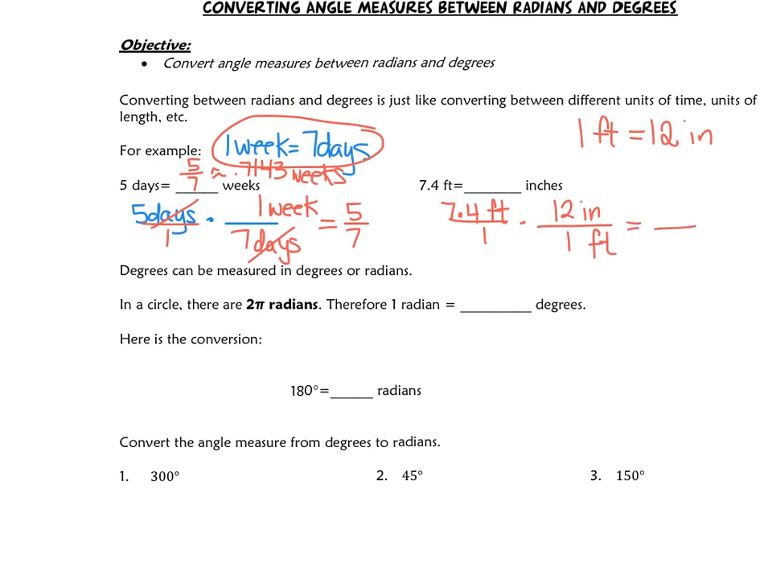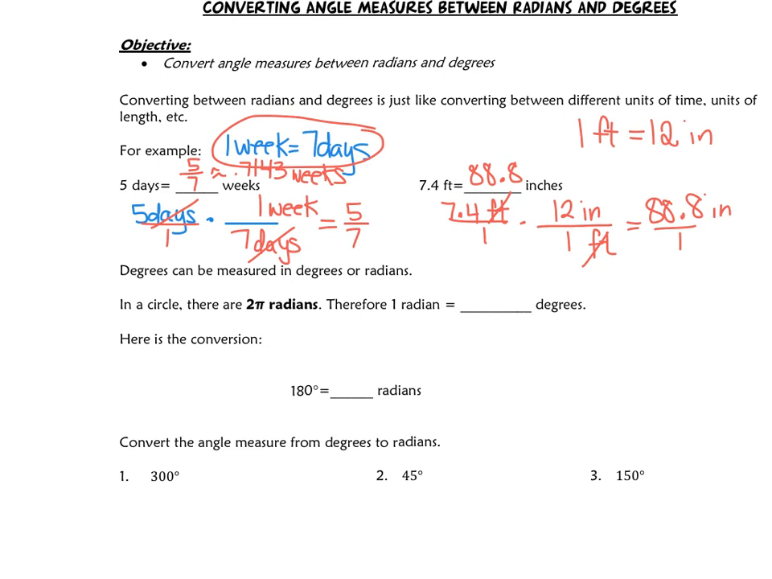Using my calculator, I do 7.4 times 12, and these feet cancel each other out. 7.4 times 12 gives me 88.8 inches, and this is just over 1, so it's 88.8 inches. If you are currently in chemistry, hopefully this sort of converting between different units is more familiar to you, because we do it in chemistry. If you haven't taken it yet, you will see that it is going to be a big part of chemistry.